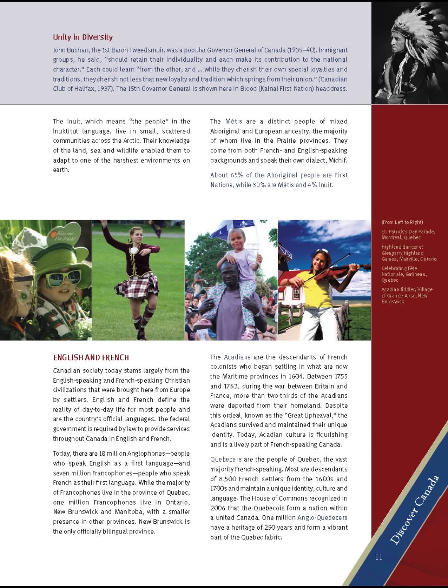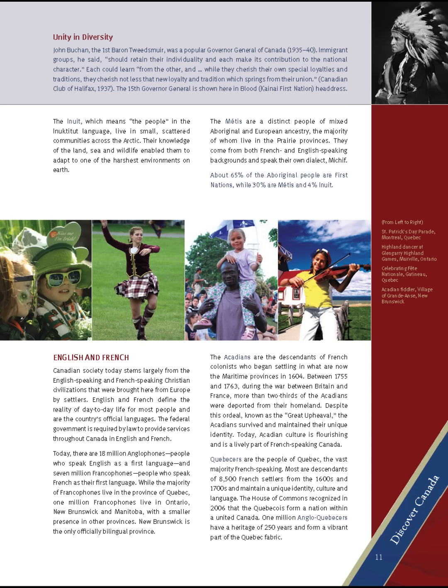John Buchan, the first Baron Tweedsmuir, was a popular Governor-General of Canada, 1935 to 1940. Immigrant groups, he said, should retain their individuality and each make its contribution to the national character. Each could learn from the other, and, while they cherish their own special loyalties and traditions, they cherish not less that new loyalty and tradition which springs from their union. Canadian Club of Halifax, 1937. The 15th Governor-General is shown here in a Blood, Kainai First Nation headdress.